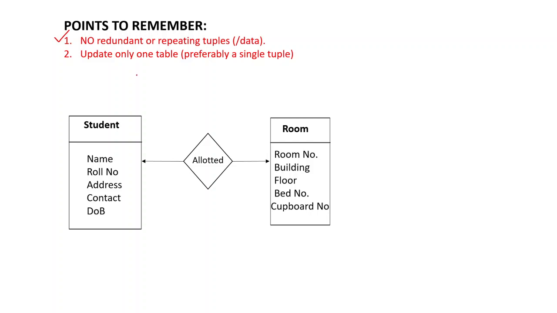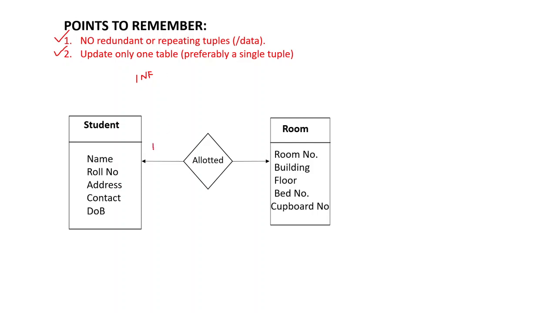Actually your database table has to be of at least one normal form. Now if you are not sure what one normal form is, you don't have to bother yourself. For this lecture you will just need to remember these two points. Preferably only a single tuple will be updated, and moreover there wouldn't be any redundant or repeating information in your database table. So now let's get to this particular case.